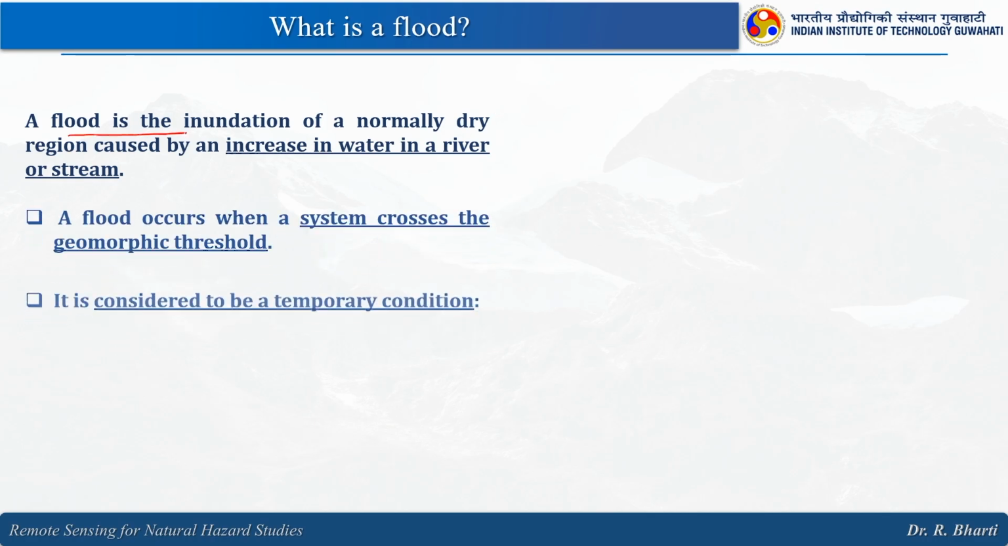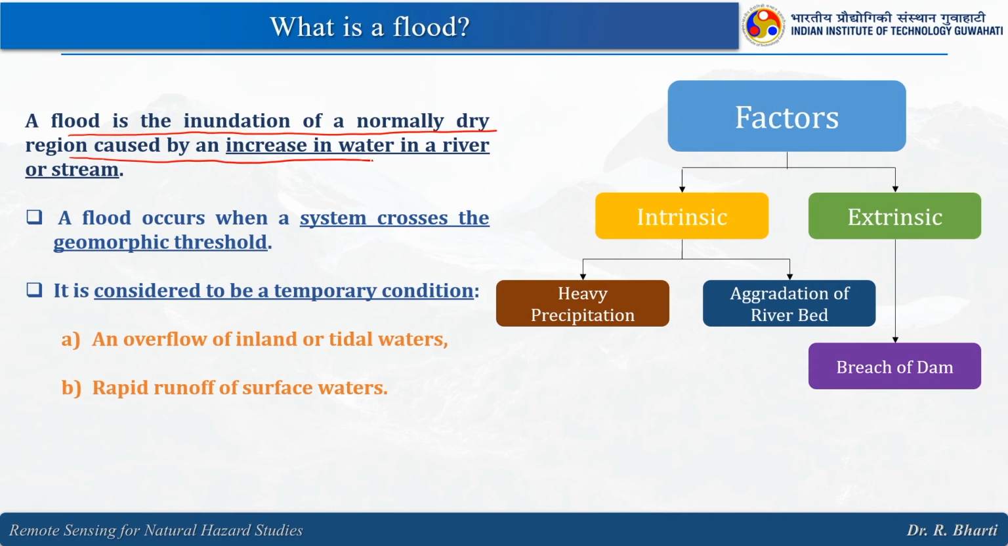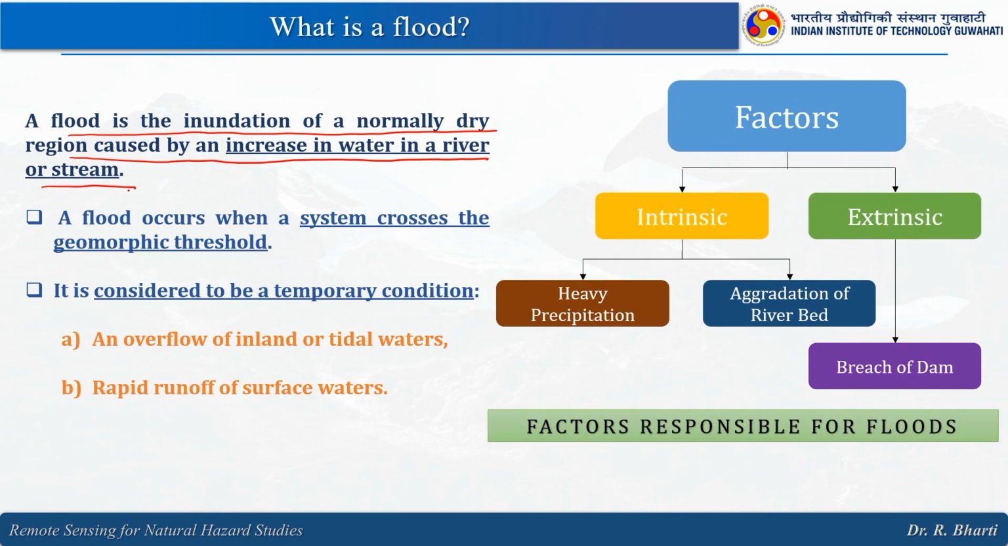A flood is the inundation of a normally dry region caused by an increase in water in a river or stream. A flood occurs when a system crosses the geomorphic threshold. When we see a cross section of a river, normally we have the water up to this level. This is the geomorphic threshold. Once the water reaches this level and we have extra water, it will start spilling outside, which is crossing the geomorphic threshold.